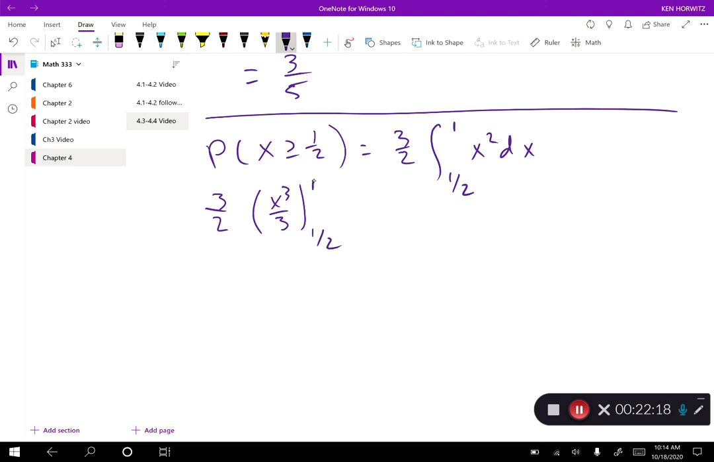And when I plug in my values, I get 3/2 times 1/3 minus 1/24. When you do that algebra, I wind up with 7/16. So that is my probability that x will be greater than or equal to 1/2. All right, and that brings this section to a close.